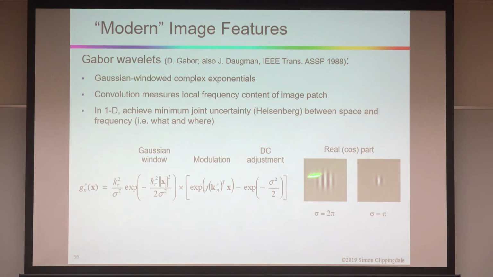What we have is complex exponentials like this, which are basically sine or cosine grid patterns with a Gaussian window around them so that they don't go on forever. And if you convolve one of these with an image, you can extract how much of frequencies near that spatial frequency are in each image patch.